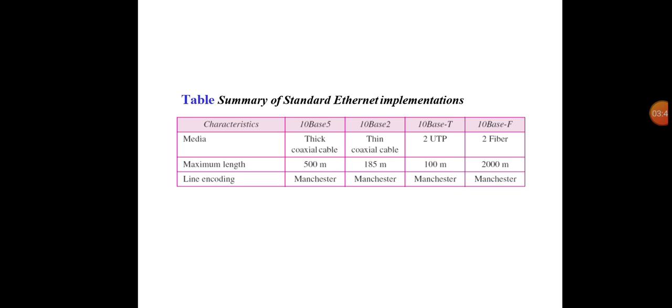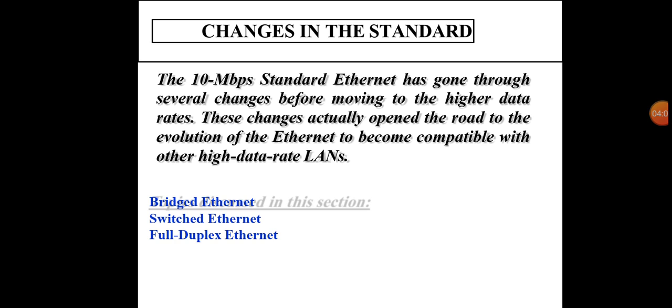This is a summary of standard Ethernet implementations. Media: 10Base5 thick coaxial cable, 10Base2 thin coaxial cable, 10Base-T two UTP, 10Base-F two fiber. Maximum length: 500 meters, here 185, here 100, here 2000 meters. Line encoding: Manchester, all of them are Manchester.